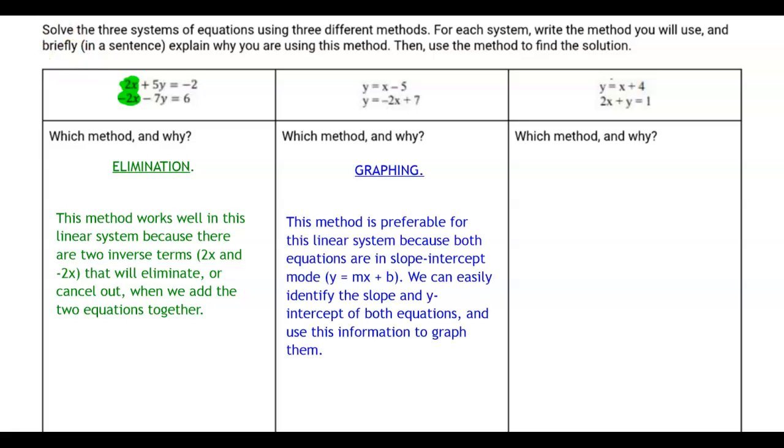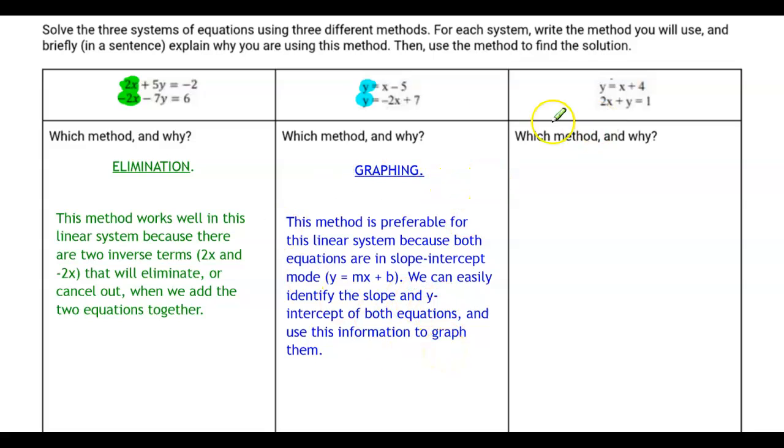For this next system of equations, we're going to be using the graphing method. The reason being, the equations are both in slope-intercept form, y equals mx plus b. Since that is the case, we can easily identify the slope and the y-intercept. If they both say y equals, then it's easy to figure out what the slope and the y-intercept are going to be. The slope is just the coefficient of x, the variable, and the y-intercept is just the constant that does not have a variable attached to it. And we can use that information to graph the equations very easily.